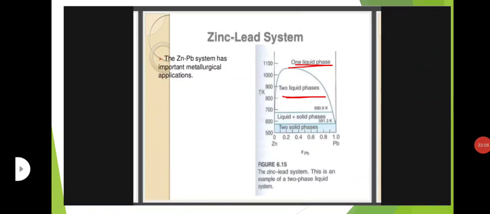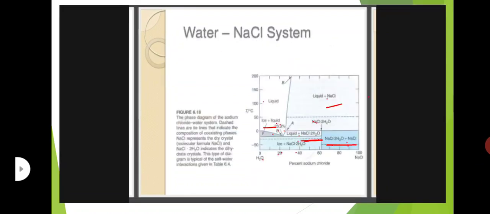Next is the zinc lead system. The zinc lead system has important metallurgical applications. Here we are showing the system: one liquid phase and two liquid phases. The zinc lead system is an example of a two phase liquid system.